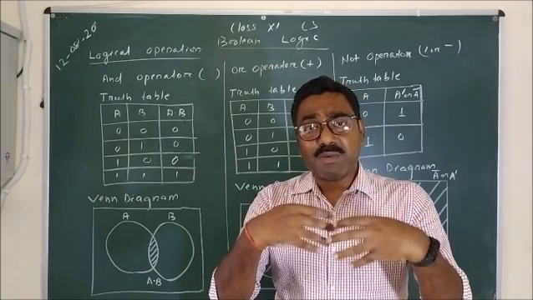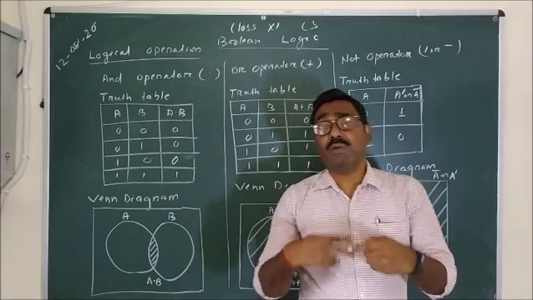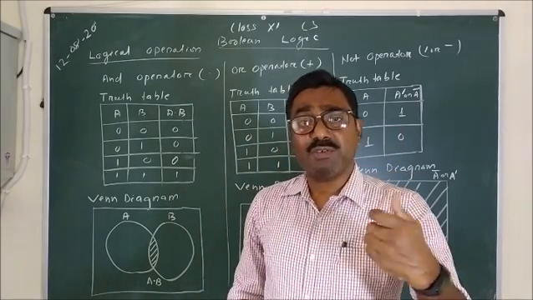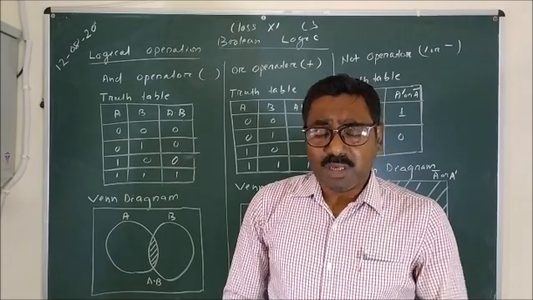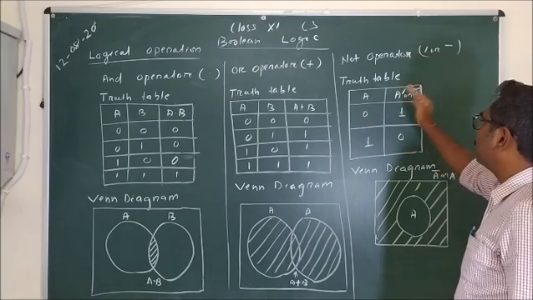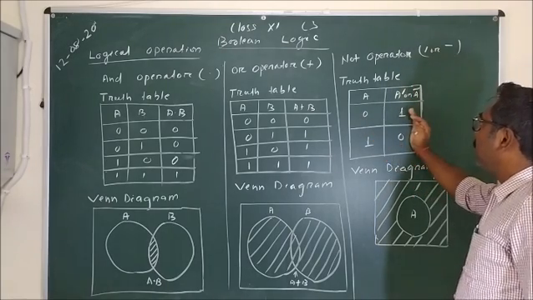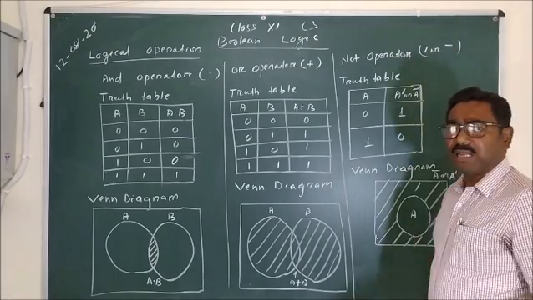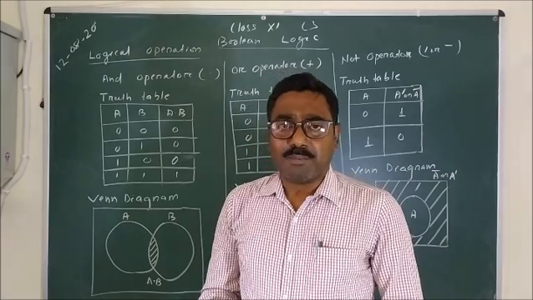That means whatever the value is, if it is true, by using the NOT operator it becomes false. And if it is false, by using the NOT operator we can make it a true condition. So here, if the input is false, then we'll get true. If the input is true, then we'll get false. And it is represented by a dash or bar. You can use either a bar or a dash for representing.